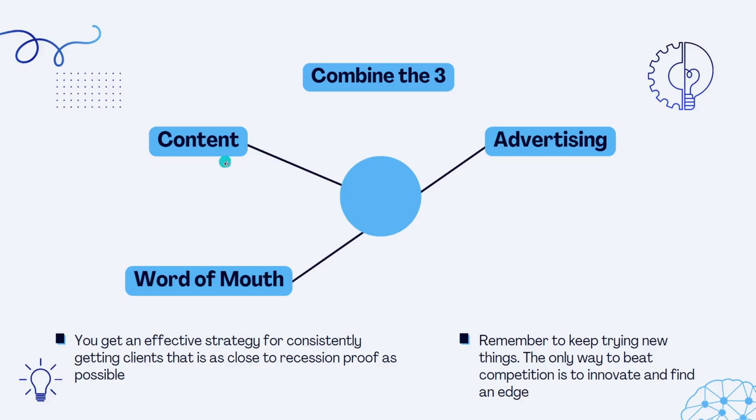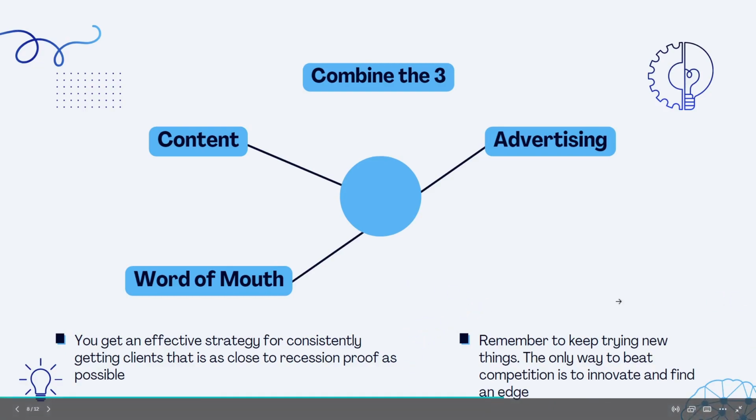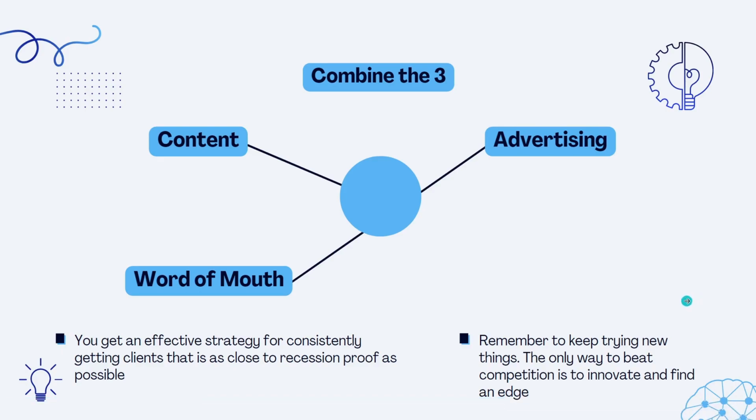Finally, you're going to want to combine the three. You want to combine content, advertising, and word of mouth strategies, and you get an effective overall strategy that consistently gets clients and is as close to recession proof as possible as a realtor. Again, this is true for everything in business and life, honestly. Remember to keep trying new things. The only way to beat the competition is to innovate and find a new edge.